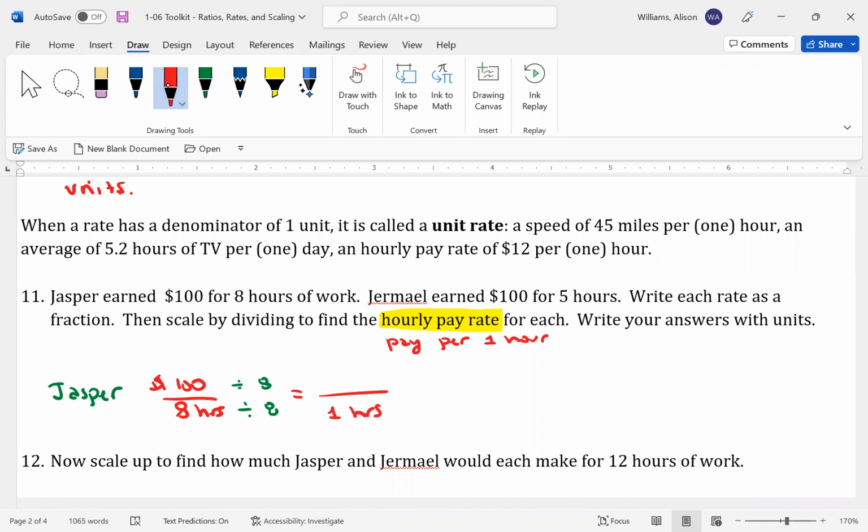Grab your calculator if you need. I'll do 1 hour. 100 divided by 8 comes out to $12.50. Sorry, my dog is making noise. $12.50 per hour. So that's Jasper's hourly rate.